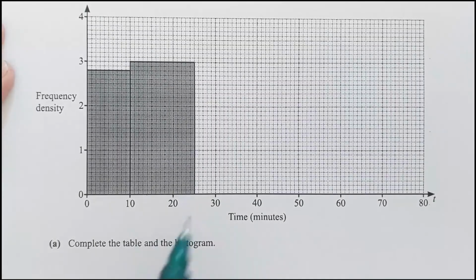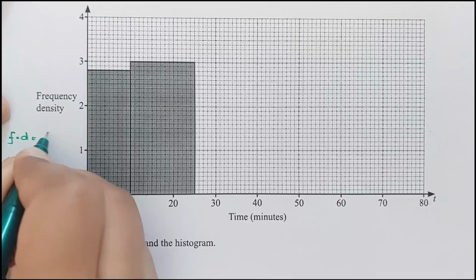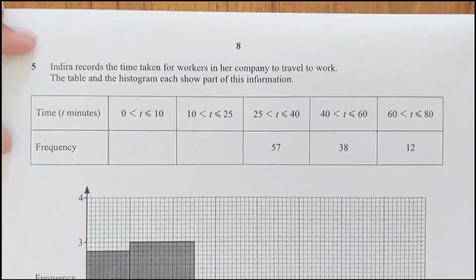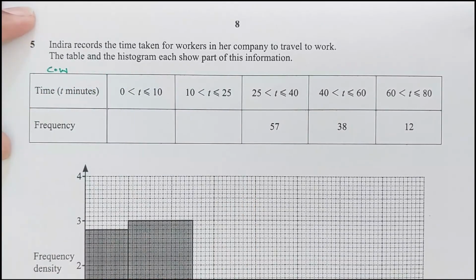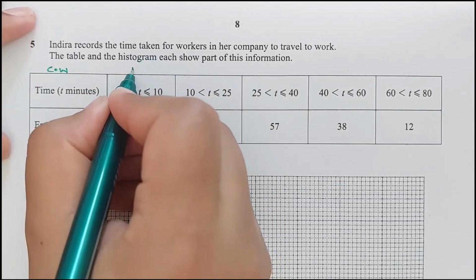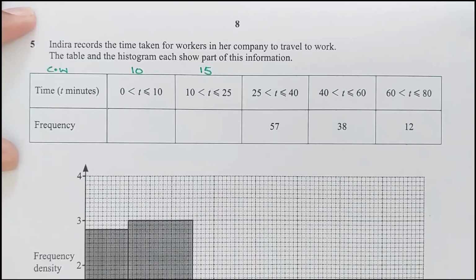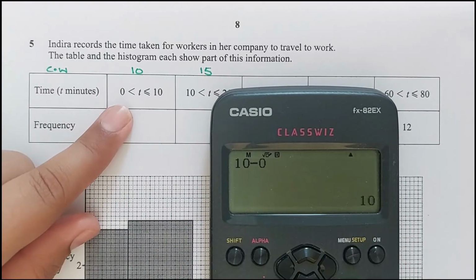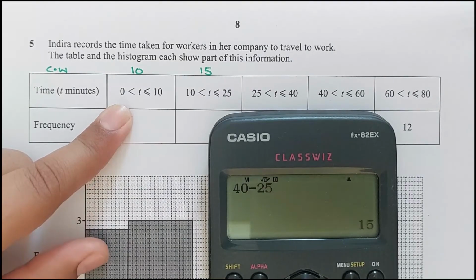All right. So the histogram, we have the frequency densities used for the histogram. Frequency densities are basically equal to frequency over the class width. Let me solve the class width first. What is the class width? The class width is the difference between 0 and 10, which is 10. 10 and 25 is 15. 25 and 40. Let me show you the class width. 10 minus 0 is the class width. 25 minus 10 is the class width. 40 minus 25 is the class width.